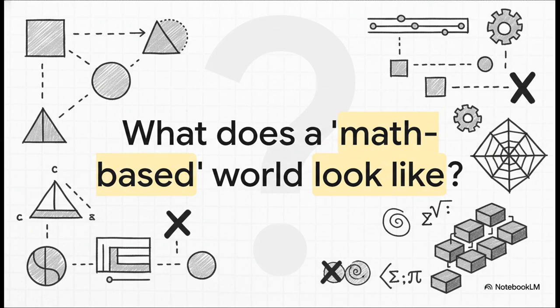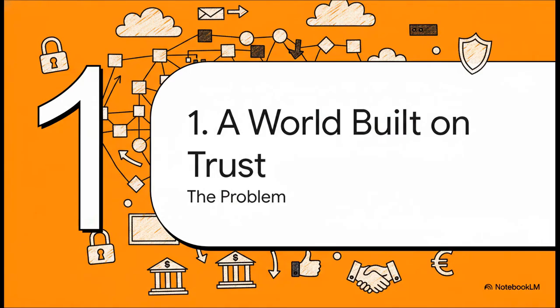To really get it, we first have to understand the problem that Web3 was created to solve in the first place. And that problem, when you boil it all down, is about one thing: trust. See, almost everything we do online, from our banking to just sharing photos with friends, requires us to put our faith in some central company to do the right thing.